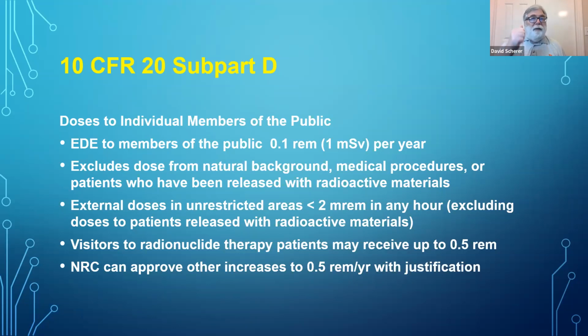Another requirement that applies to members of the public is the dose rate in unrestricted areas where members of the public might be present, or workers who are not radiation workers: 2 millirem an hour. These are separate standards. You have to have less than 100 millirem per year, and the dose rate itself must be less than 2 millirem in any hour. It's not an instantaneous rate of 2 millirem per hour. It's 2 millirem in any hour. Both standards must be satisfied.